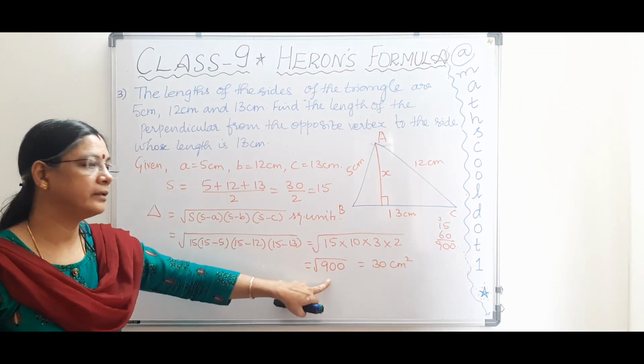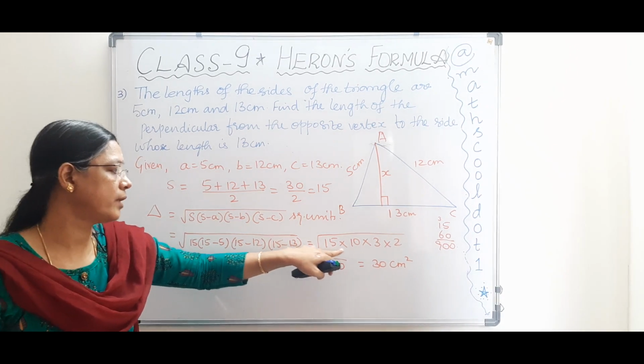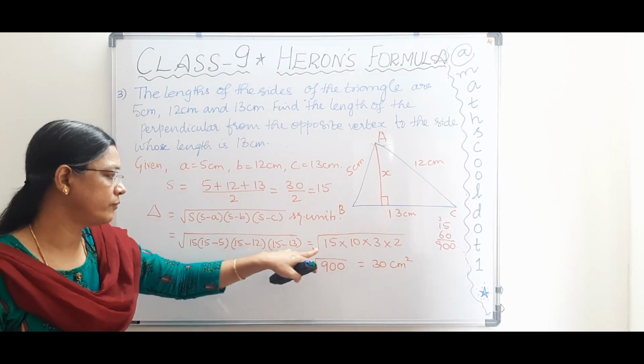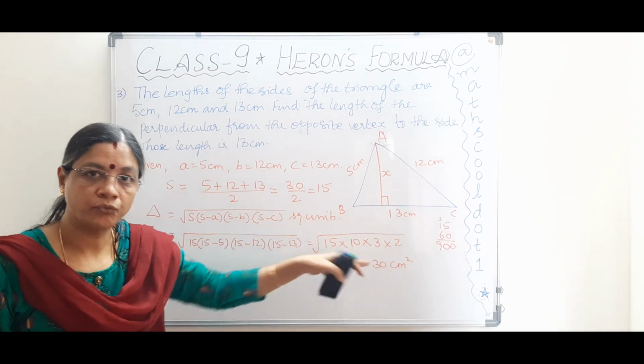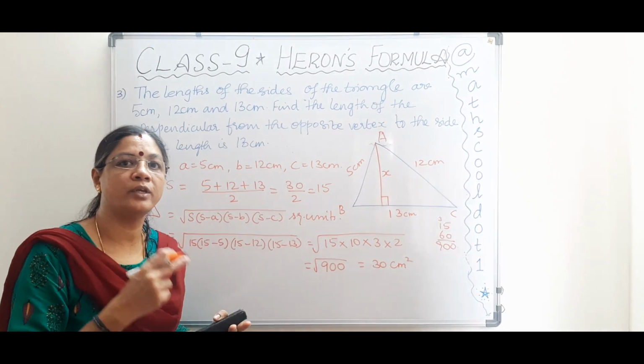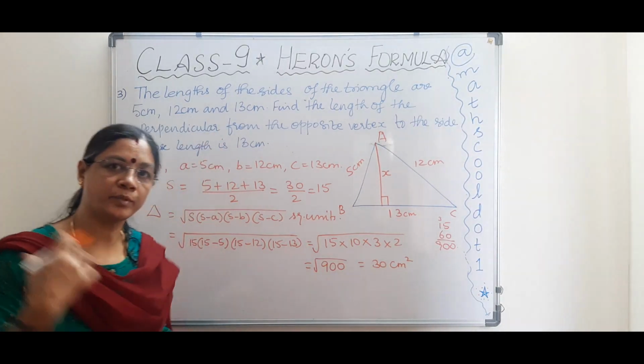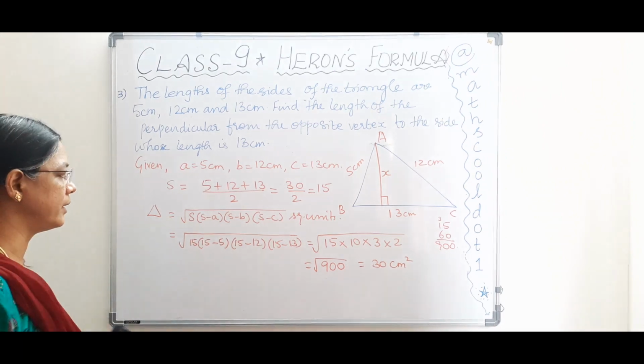If you can't find it this way, you can also expand this. See, 3 into 5, 2 into 5. So you have 2 3s, 2 2s and 2 5s. Pick 1 2, 1 3 and 1 5. So 2 into 3 is 6, 6 into 5 is 30. So again we get 30 centimeter square. Okay, so it can also be done in that way.